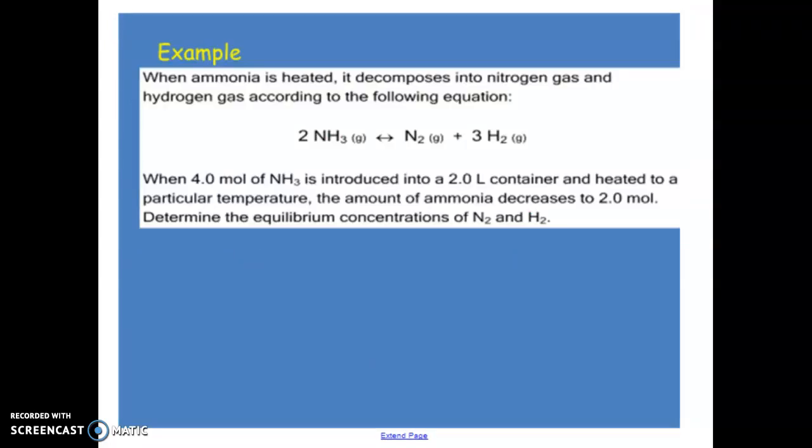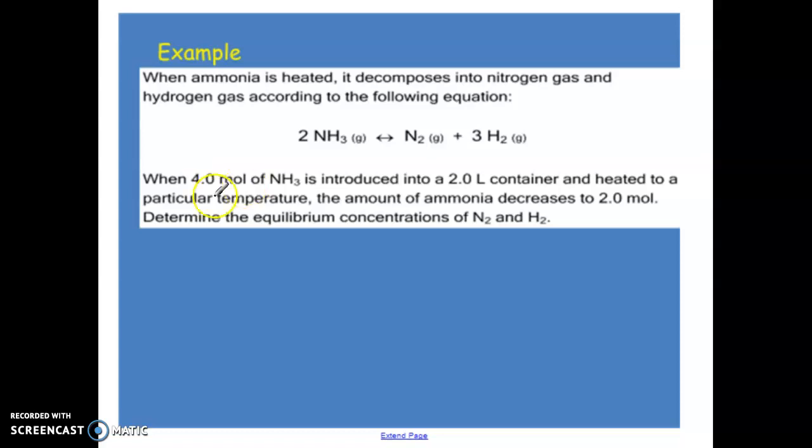Okay, we're going to end off by doing an example together, and this whole first section of the chapter is going to be very similar questions to the one we're doing here. When ammonia is heated, it decomposes into nitrogen gas and hydrogen gas, and we have our balanced chemical equation. This should go without saying, but the first thing you need when you're doing these reactions is a balanced chemical equation, just like when you're doing stoichiometry, same deal.